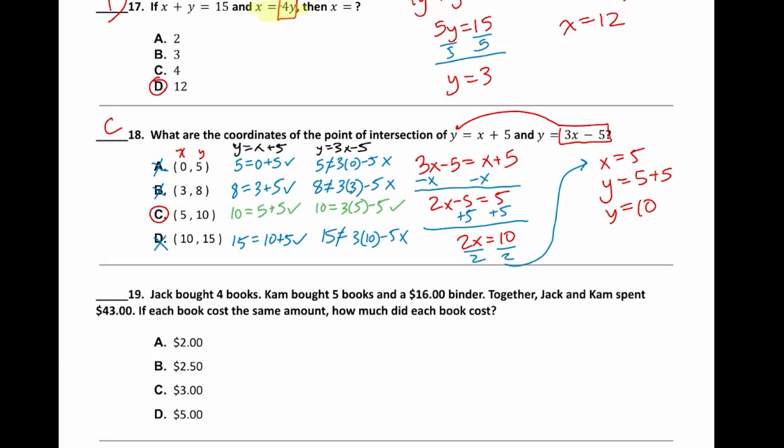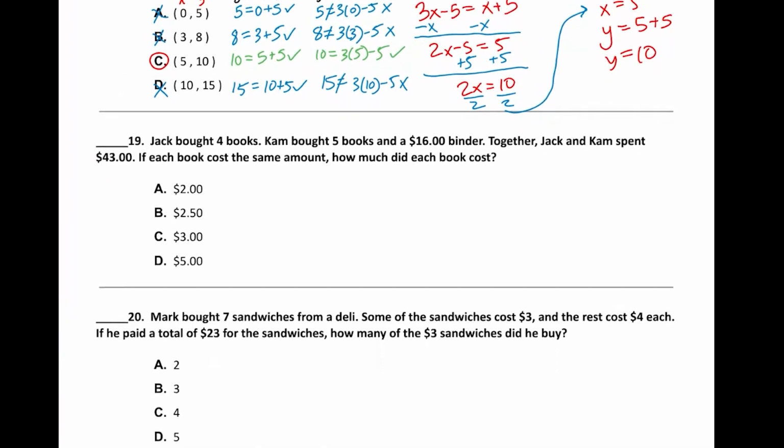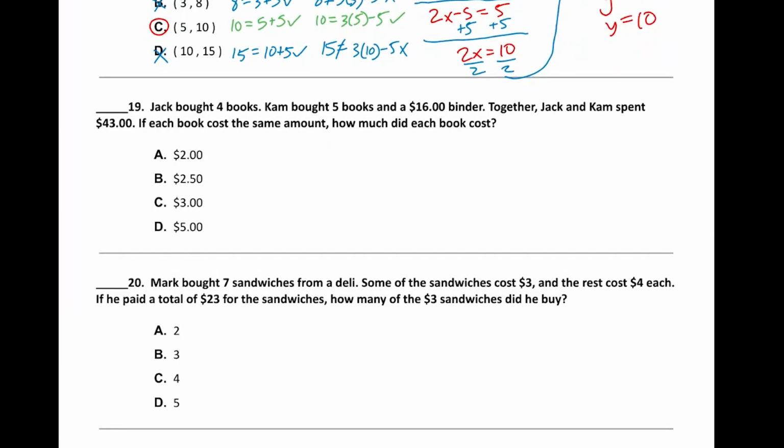Okay, let's go on to 19. It says Jack bought 4 books. Cam bought 5 books in a $16 binder. Together, they spent $43. If each book cost the same amount, how much did each book cost? So we're going to set up an equation here. This one's only going to require one equation.